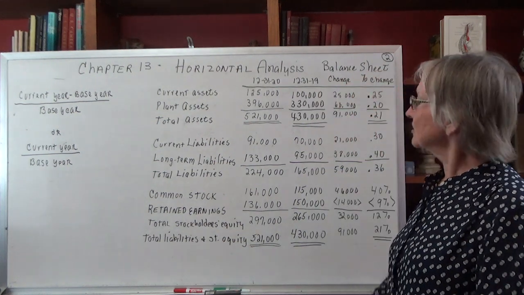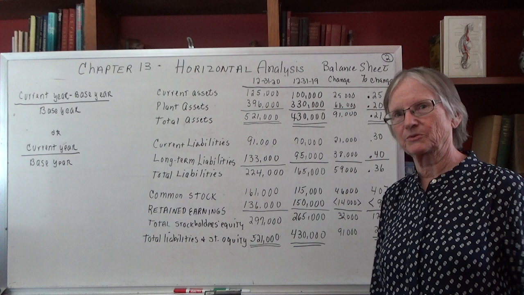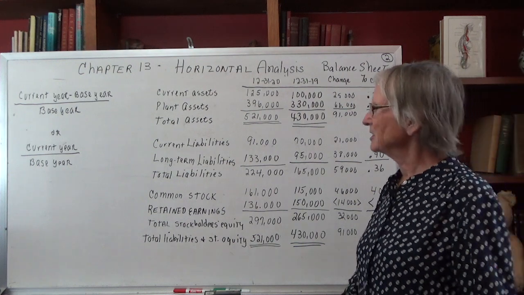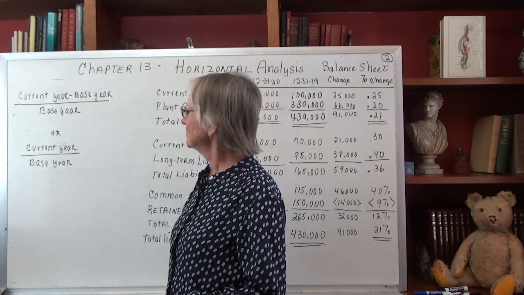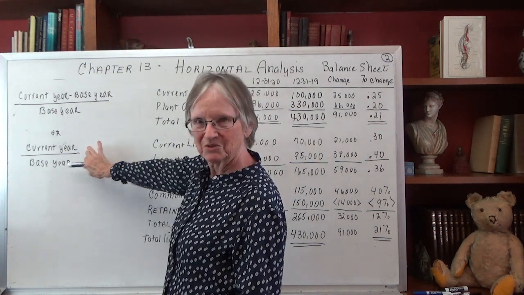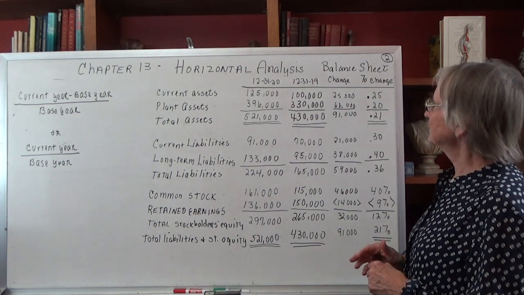All right, so now we're still doing horizontal analysis, but we're looking at the balance sheet. And I actually wrote it all out so we don't have to waste time doing that. But the formulas are the same: current year minus the base year divided by the base year, or if you think better this way, you can use that one. So let's just look at what we do.